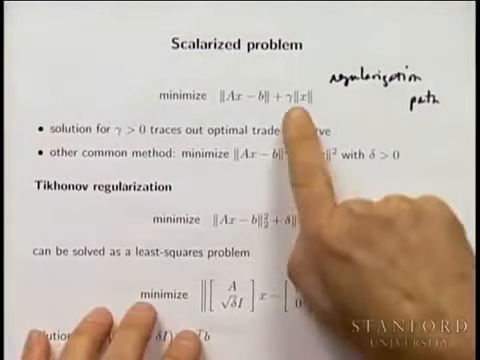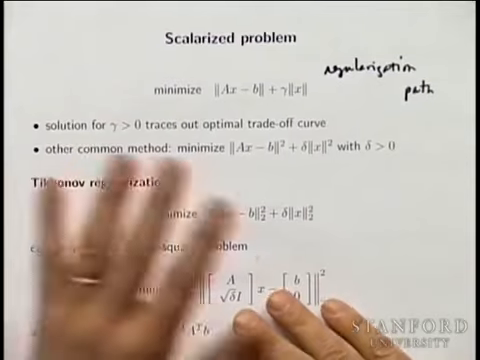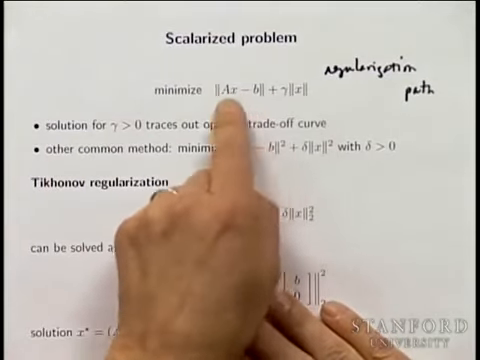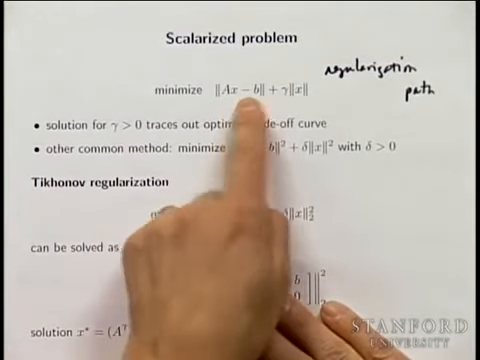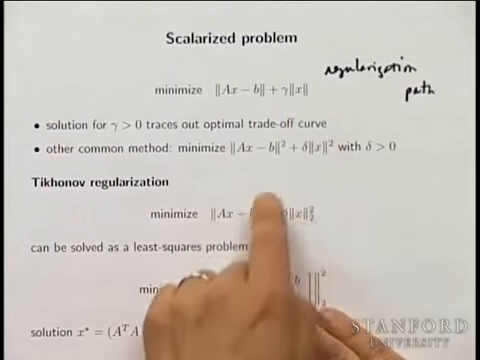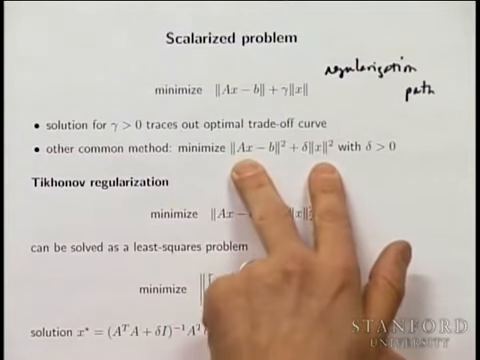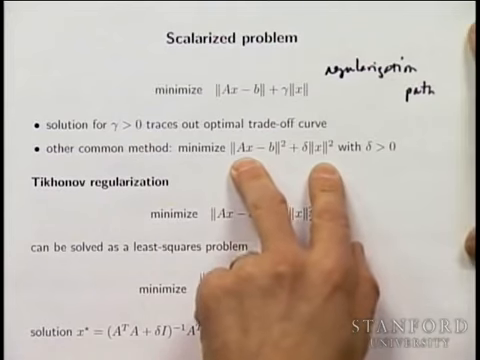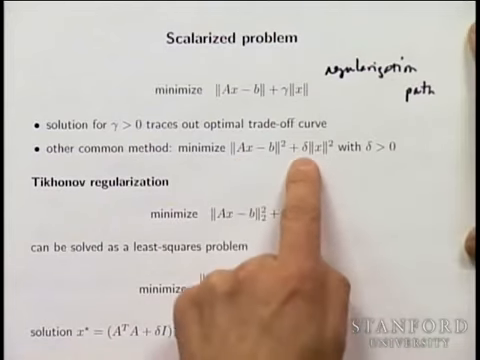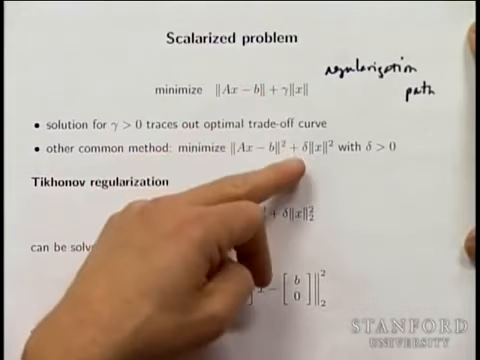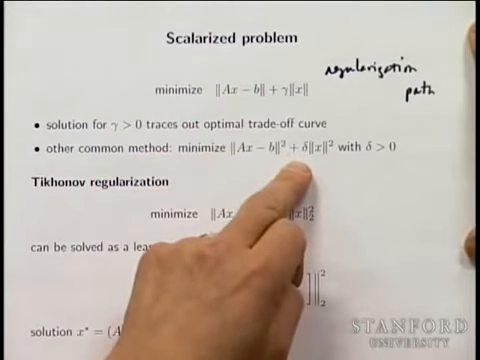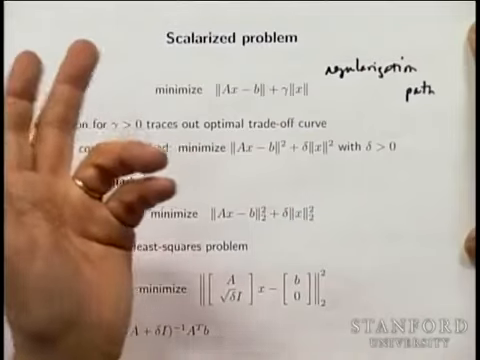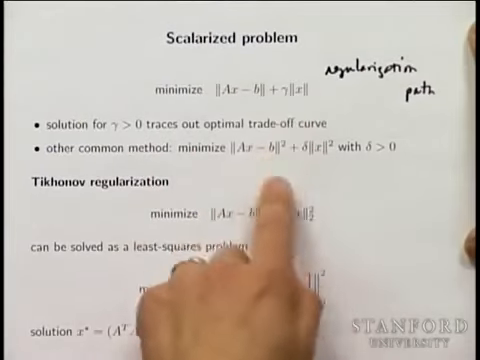Now, historically, depending on the norms, if you square norm Ax minus b and norm x, then this can be solved by just standard least squares. So it's common to do this. And of course, you get the same trade-off curve. It's a different parameterization. Obviously, gamma and delta don't correspond exactly, but they trace out exactly the same curve. So every point on this curve is obtained by this.